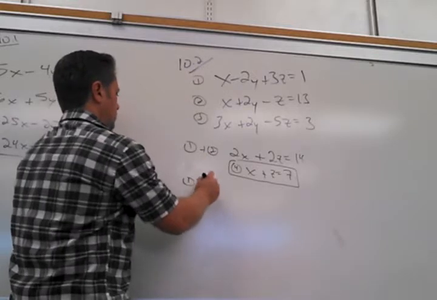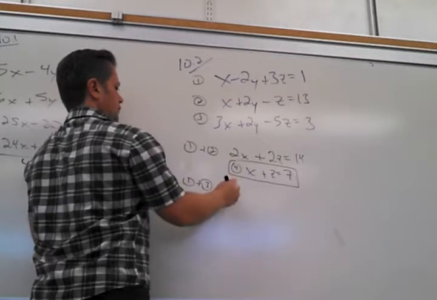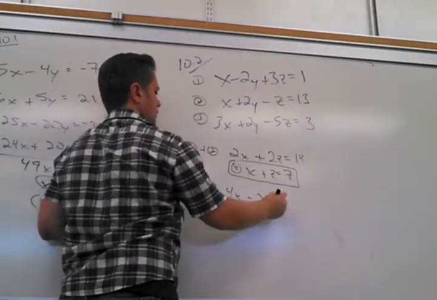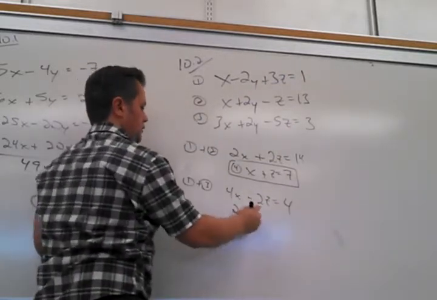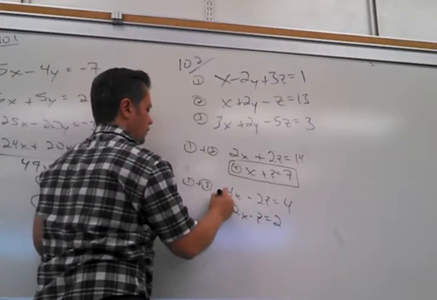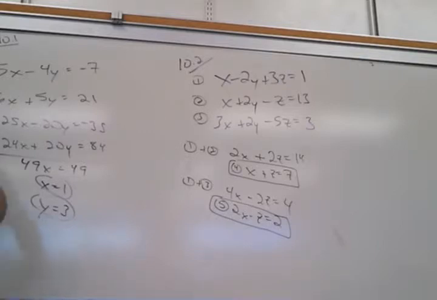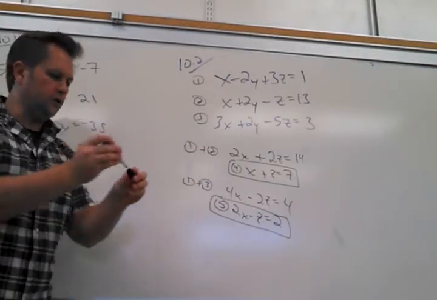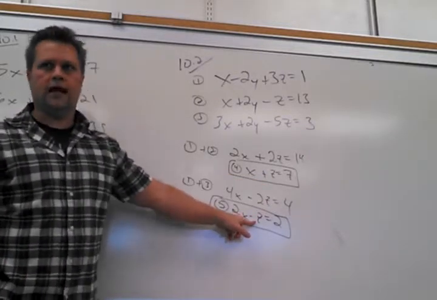So if I take 1 plus 3, what do I end up with? 4x plus... minus 2z equals 4. So I get 2x minus z equals 2. That's equation number 5. It should be very familiar. And then, of course, between these two, what can I do? Kill the z's. Exactly.